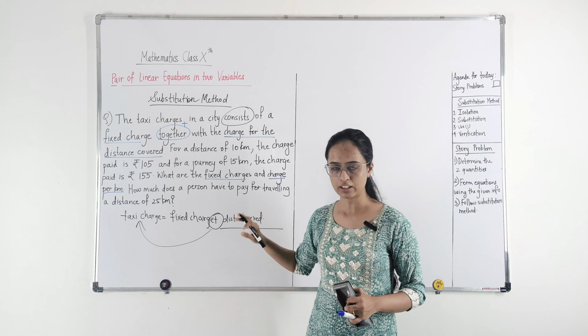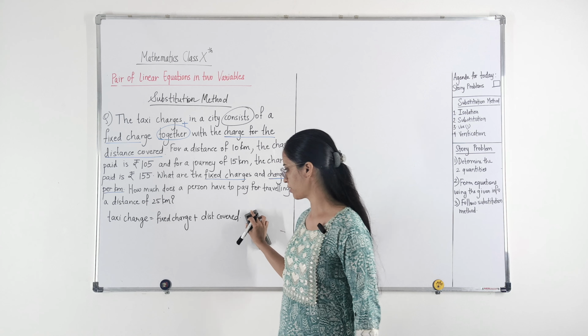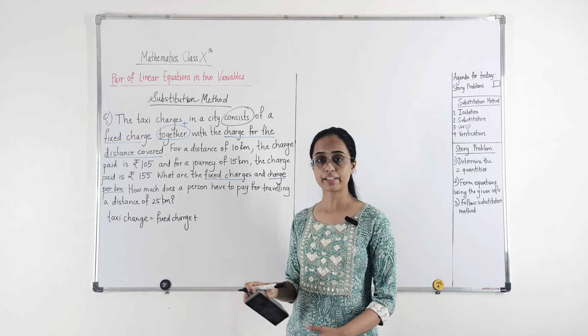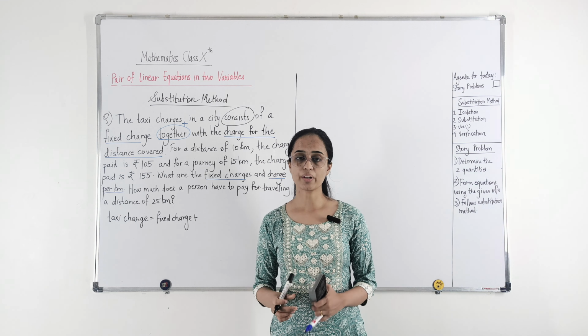Now the taxi charge consists of two charges. One is the fixed charge and one is the charge for the distance that you have covered. We would keep the fixed charge as it is, and instead of distance covered, we would be writing something else. And why are we writing this? So that we would be able to frame linear equations in two variables. For that, I want you to understand one concept. Let's say that the cost of one pen is rupees 5. Then the cost of 2 pens would be rupees 10.